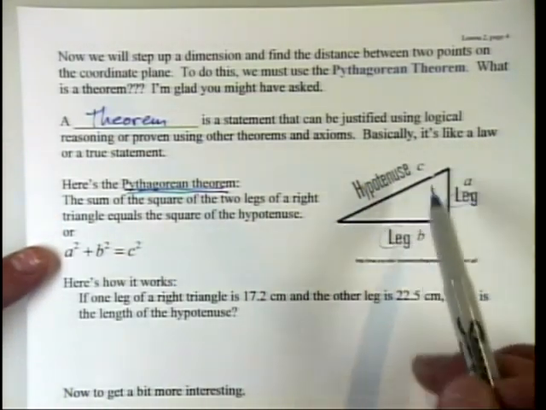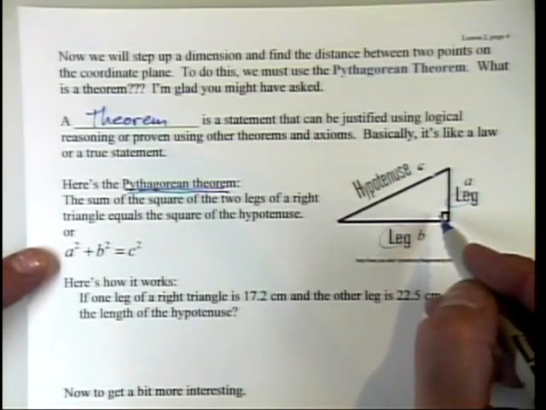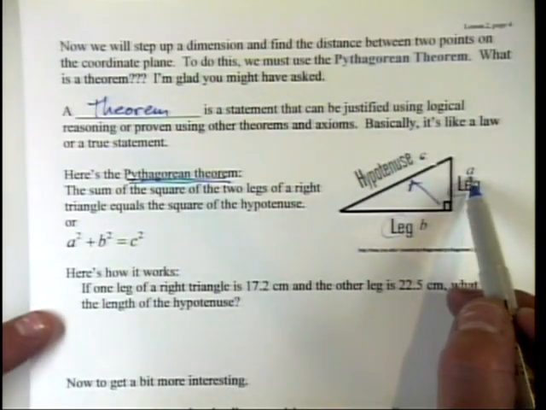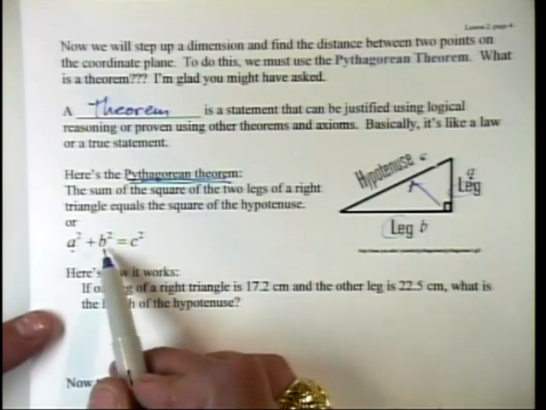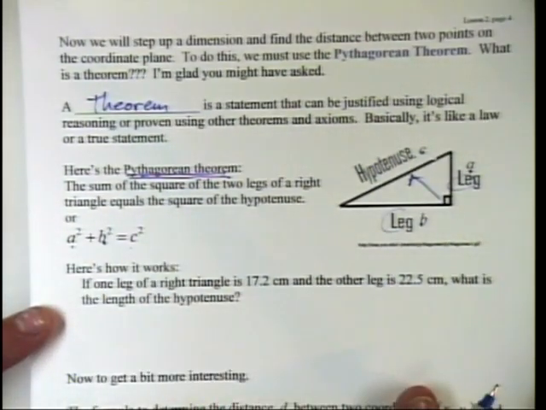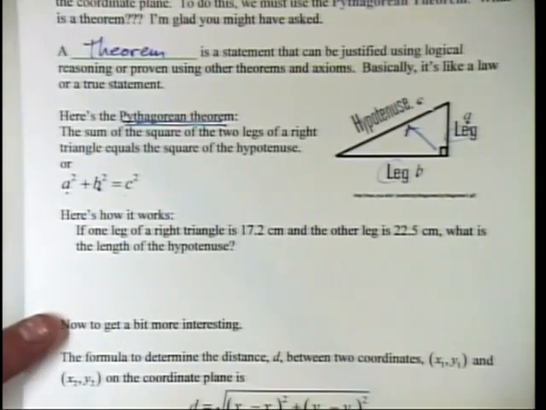Here's a diagram, 2 legs, and the hypotenuse is the longest side opposite the right angle, always. So we could basically say leg A squared plus leg B squared equals the other side squared. And it doesn't really matter which one we're calling A and B, they're just the 2 shorter legs. Now here's how it works.